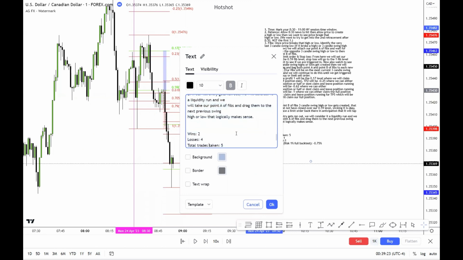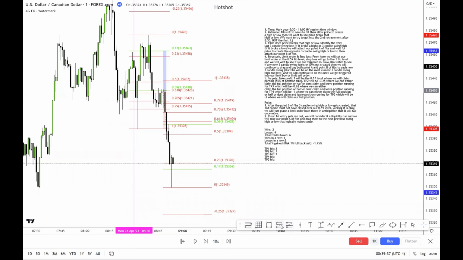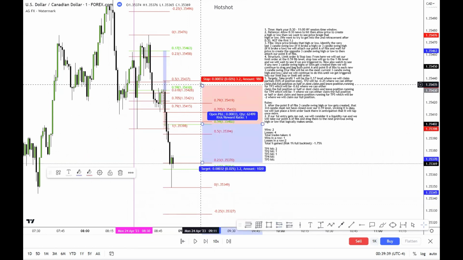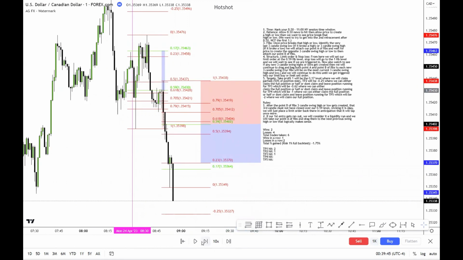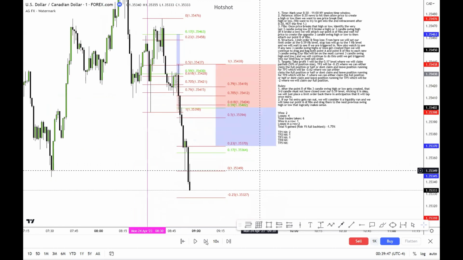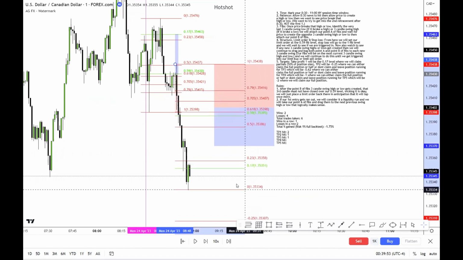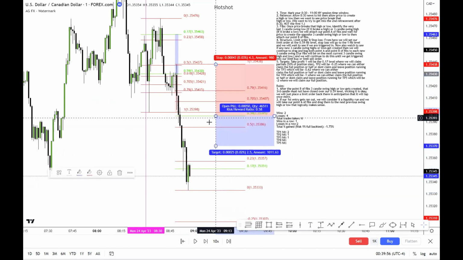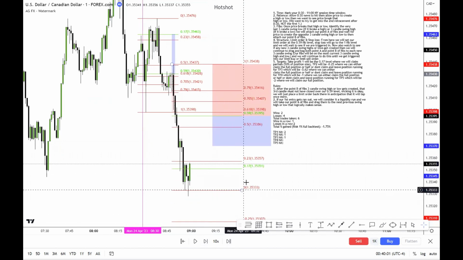6 trades, about 2 losses in a row, minus 1.75. Now at this point, I'm gonna take a sell position right here, anticipating that this intermediate term high will hold, okay? Created a new low right here. Created another new low right here.